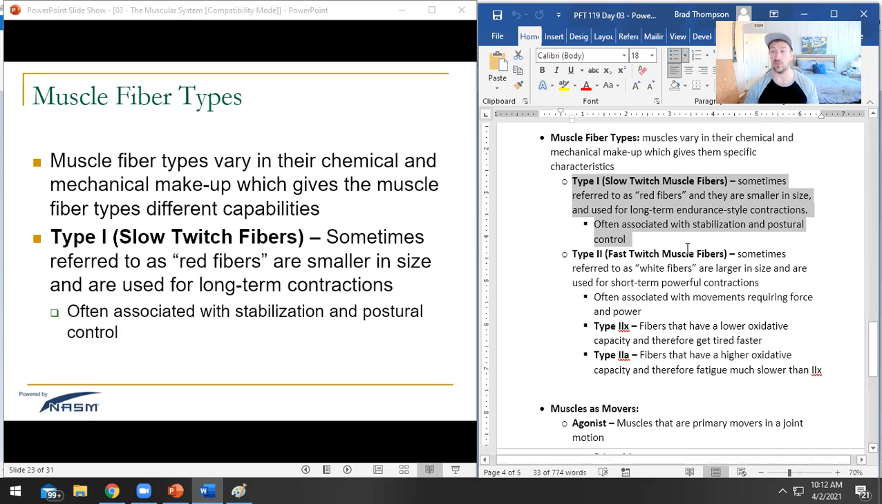You guys are using type 1 fibers right now, because I'm sure everybody in here is sitting up in some capacity, right? The little muscles that are just holding you upright, those are your type 1 fibers. So those are your endurance fibers.